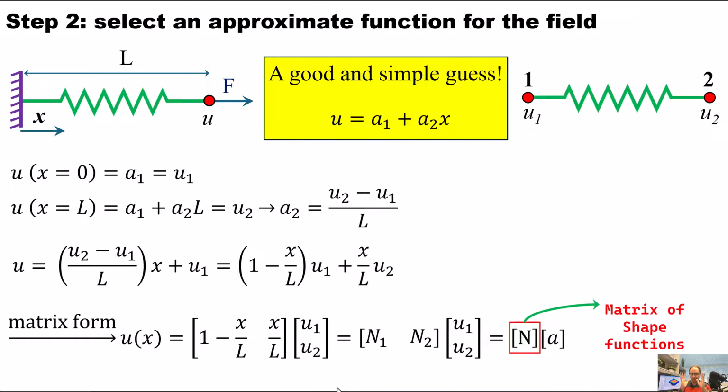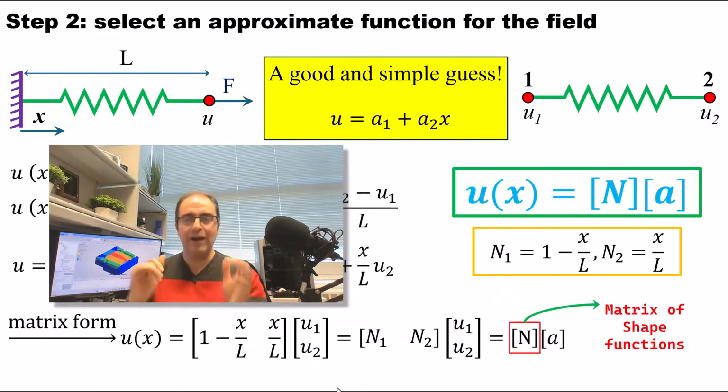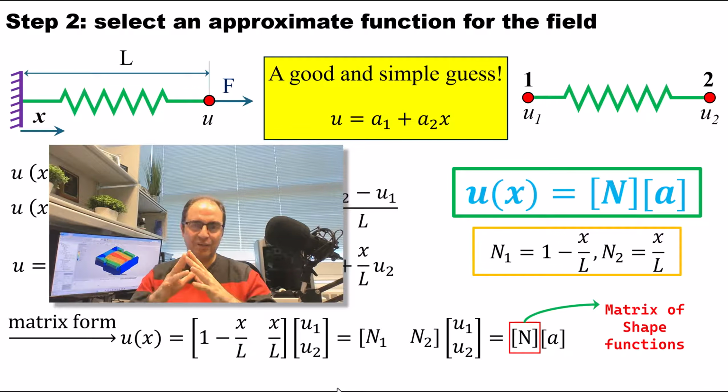This matrix, matrix N, that by itself has 2 elements in it, is called the matrix of shape functions. It's a very, very important matrix, and we will be using this a lot in the finite element method. Now I can just rewrite everything in a simple form, and this is going to be my final equation. So u(x) is equal to N a, where N1 is 1 minus x over L, and N2 is x over L. You can see that it is extremely simple. Now we are at this point. I just want to spend some time telling you how important this u equal to N a is. So u equal to N a is doing the approximating for you.